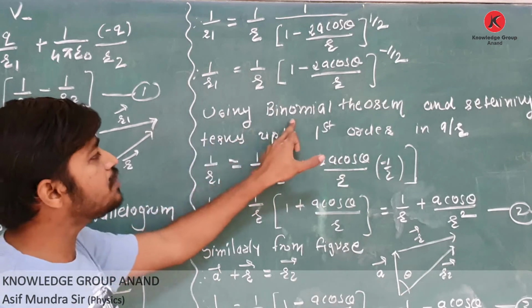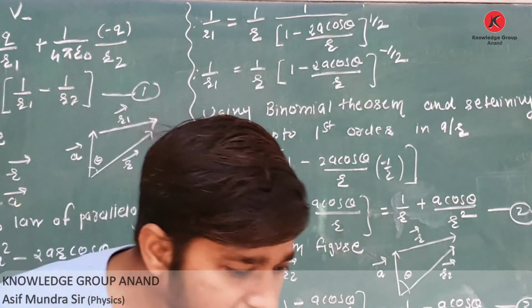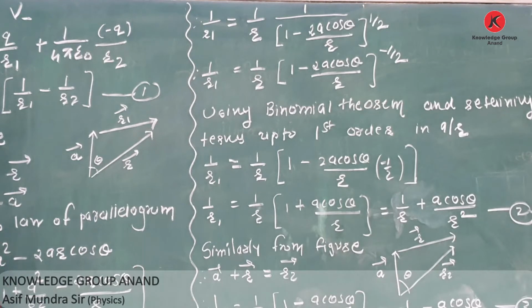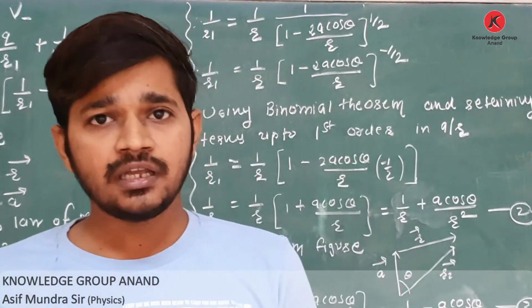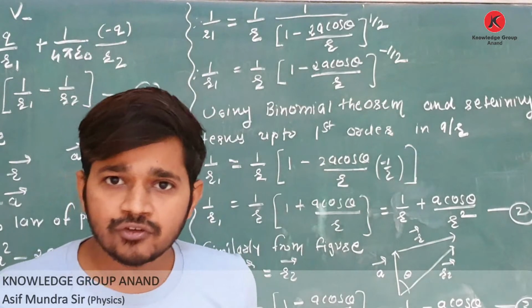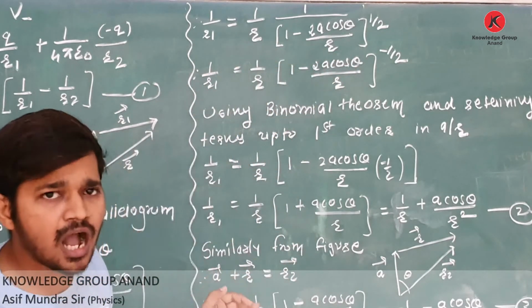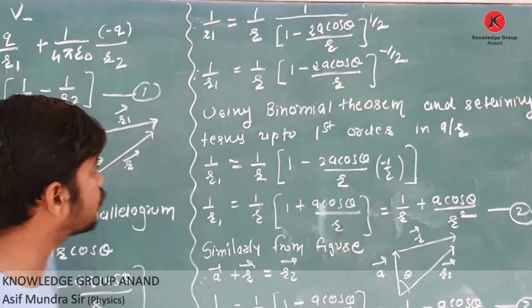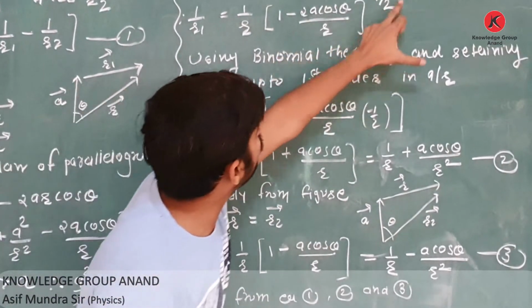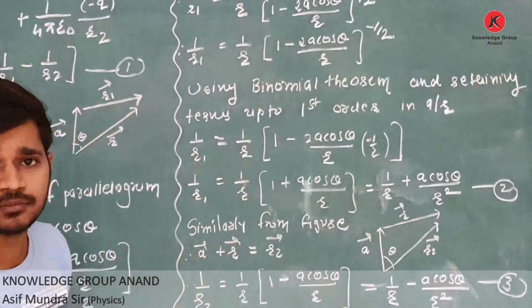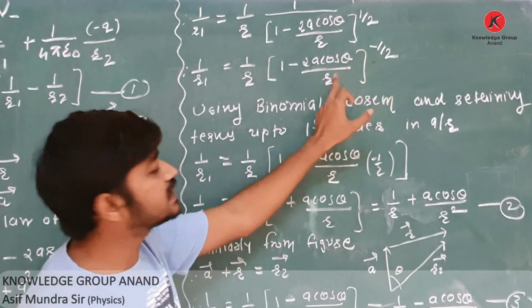See, using binomial theorem and retaining terms up to first order in a upon r. Why first term only? Because here we have assumed r is very much greater than a. See students, binomial theorem we have already studied in 11th, in chapter number 8, gravitation. In gravitation, what is the long method, you already know, but how to make it simple, how to remember, it is easy. See, what is the trick? If you are given r is very much greater than a, then how to expand this term? See, this minus 1 by 2 power you have to multiply with second term.